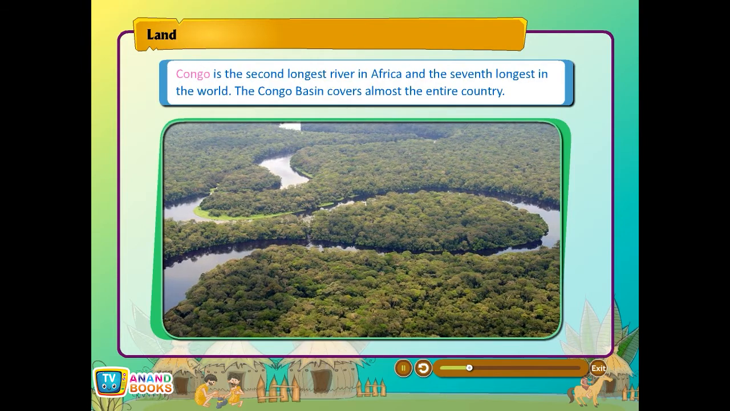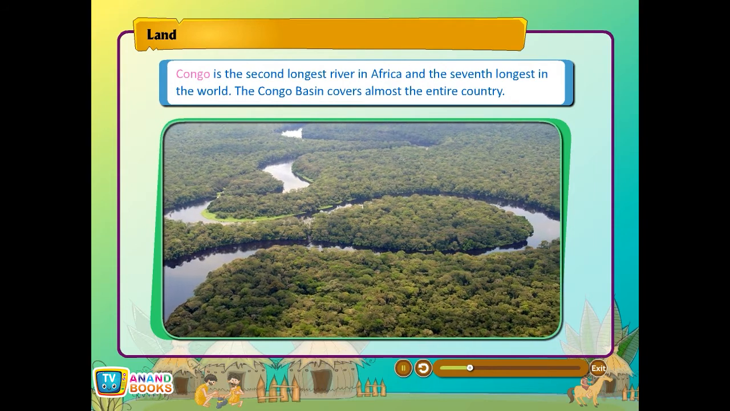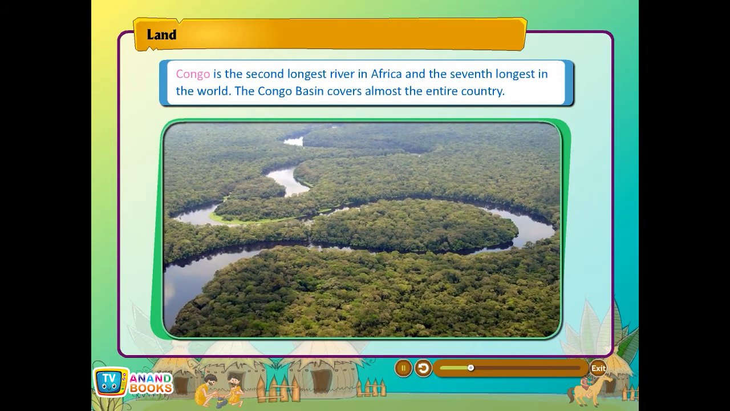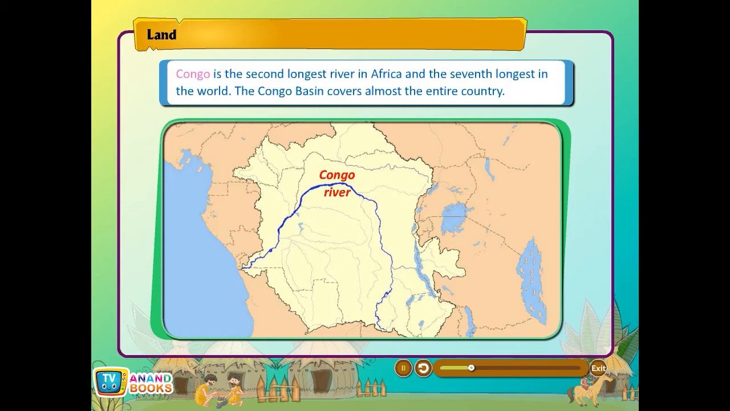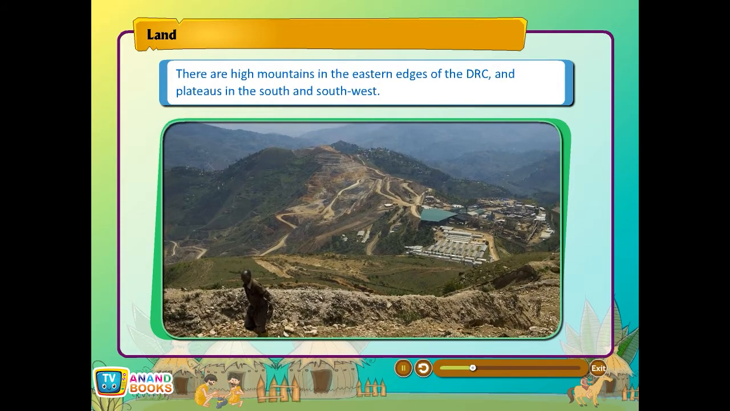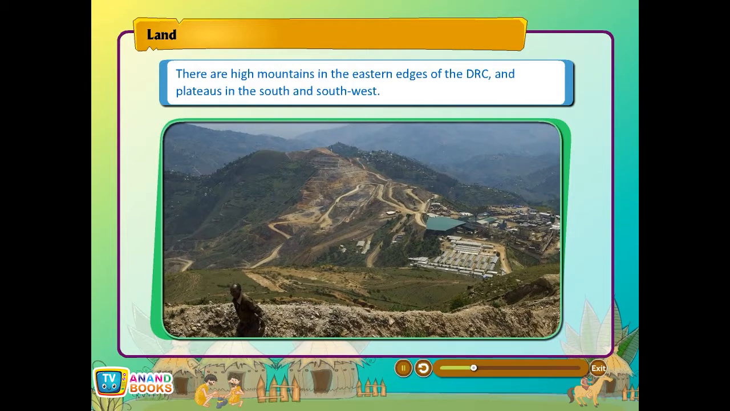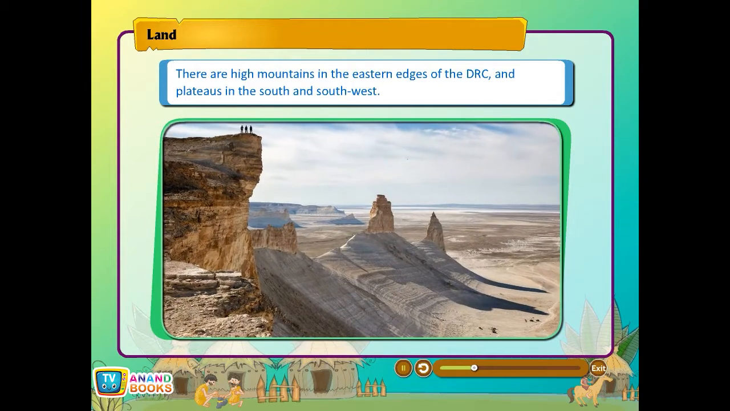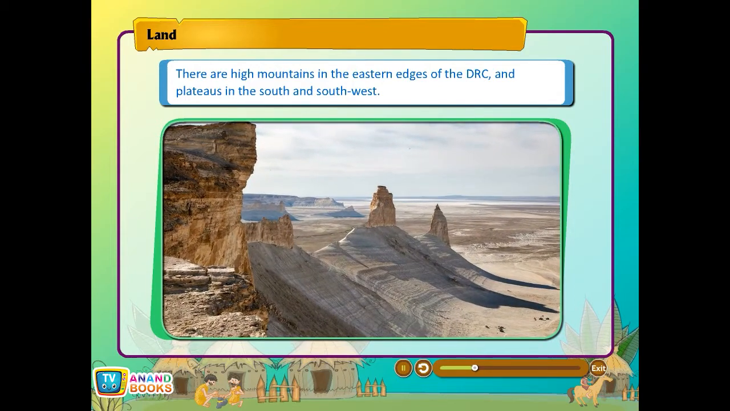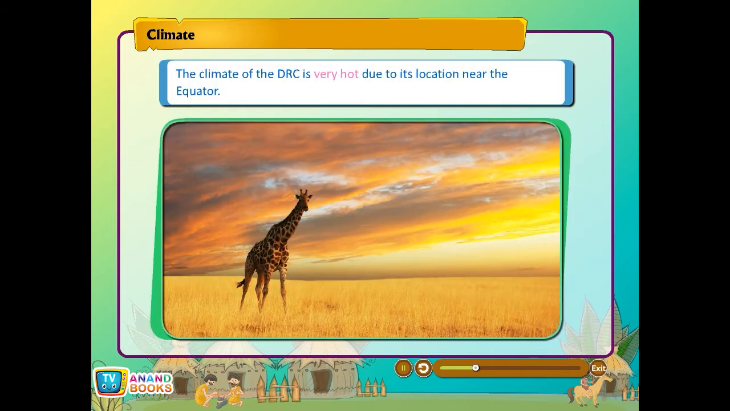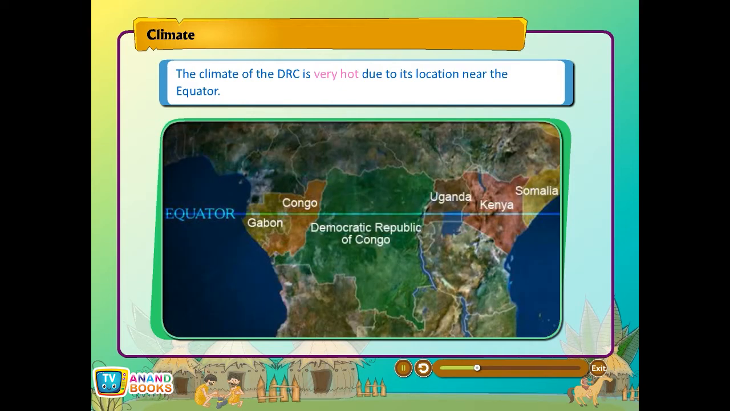Land. Congo is the second longest river in Africa and the seventh longest in the world. The Congo Basin covers almost the entire country. There are high mountains in the eastern edges of the DRC and plateaus in the south and southwest. Climate. The climate of the DRC is very hot due to its location near the equator.